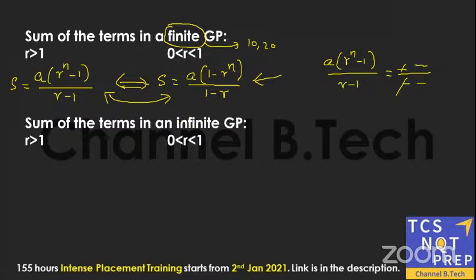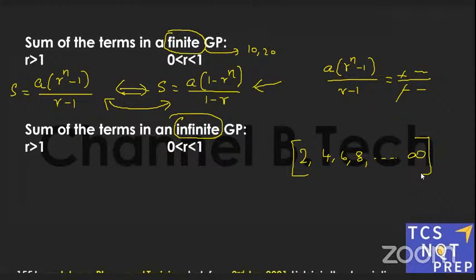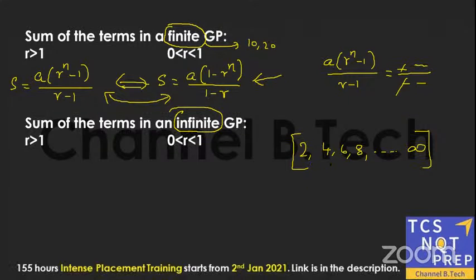Okay. The next type of series is infinite series. Okay, infinite series. What will happen if there are infinite number of terms? 2, 4, 6, 8, like this. Infinite number of terms are there. What will happen to sum? What will be the sum of all these numbers? Infinity, right? Yeah. So here R value is 2, greater than 1, and the number of terms is infinity. So here sum will be infinity.